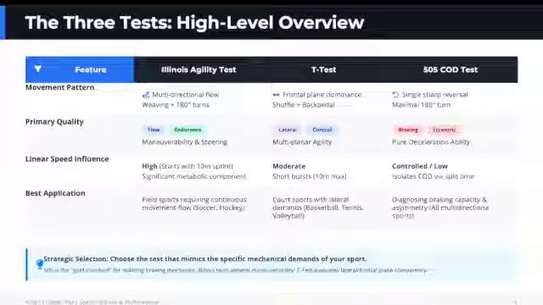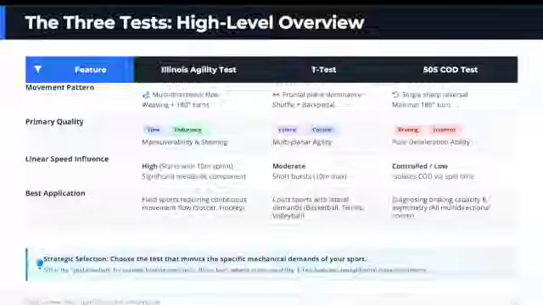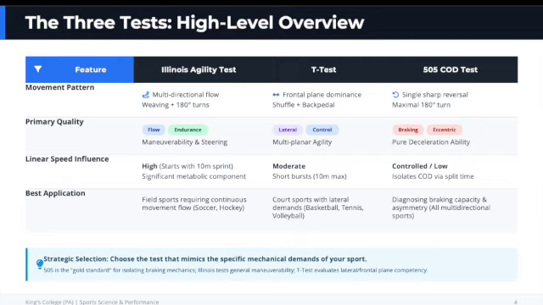What is the strategic selection? You choose the test that mimics the specific mechanical demands of your sport. The 505 is the gold standard for isolating braking mechanics. The Illinois test measures general maneuverability. The T test evaluates lateral and frontal plane competency.